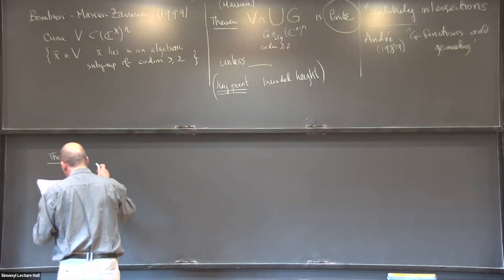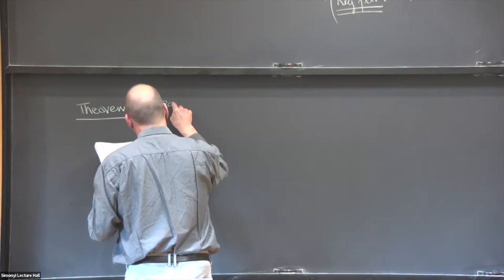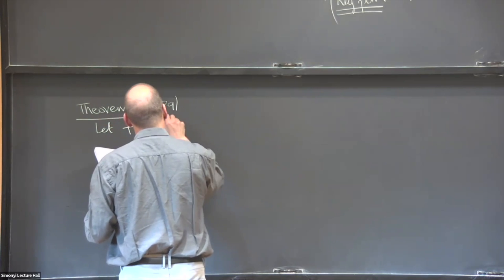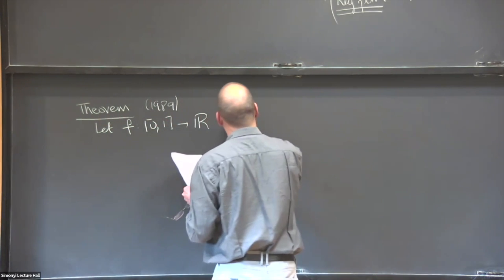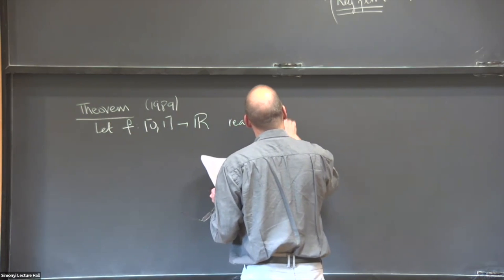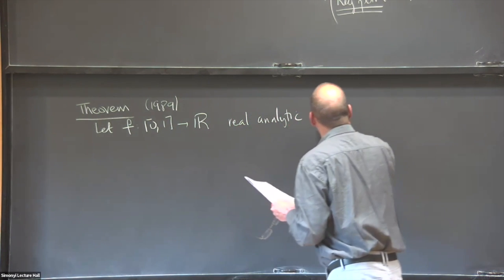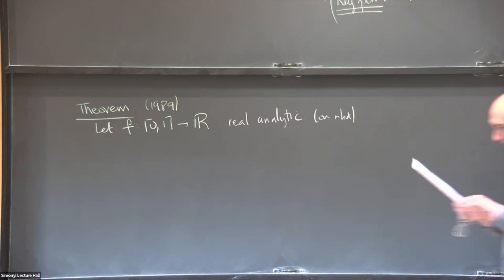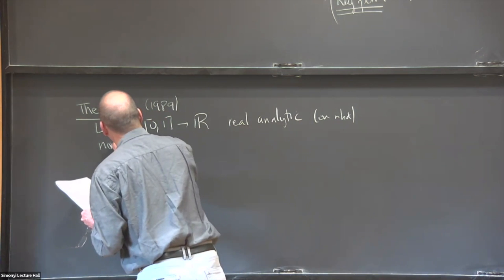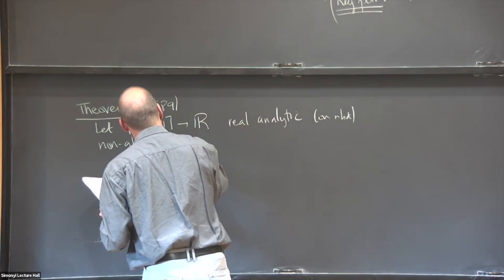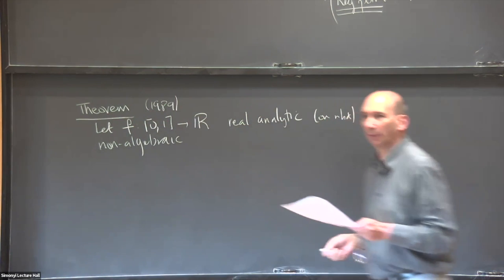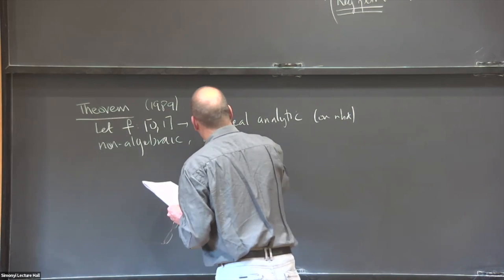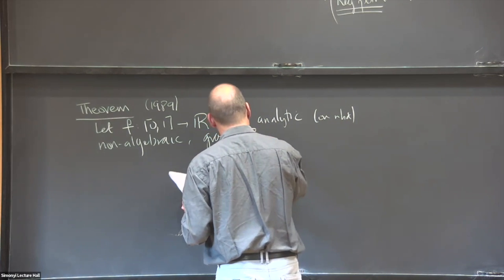So this was also 1989, actually. Let f from [0,1] to R be real analytic, and by real analytic, I mean on a neighborhood of the compact set. Non-algebraic, meaning that there's no algebraic relation between x and f of x. And we'll call Z the graph.